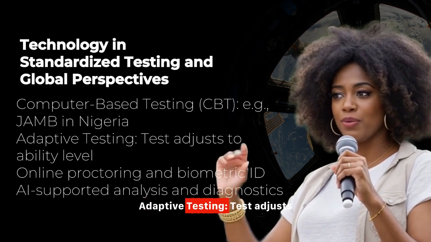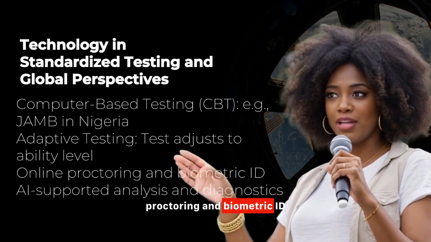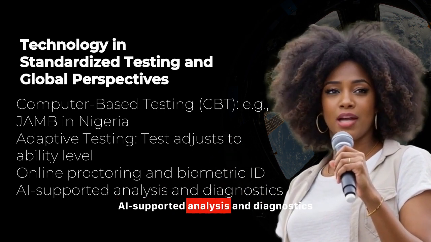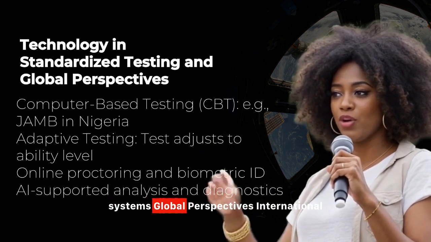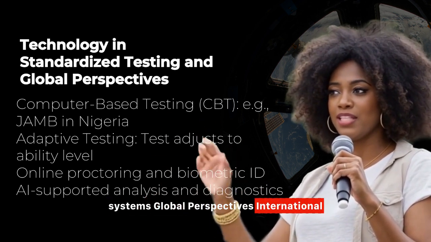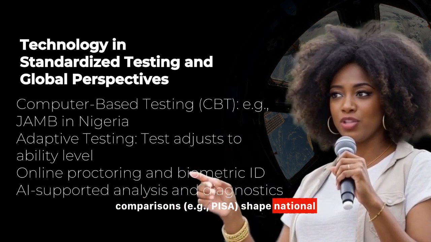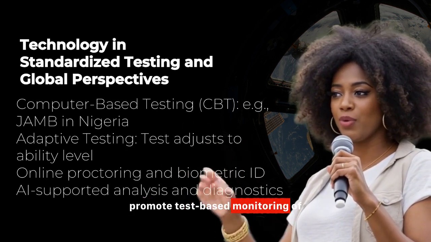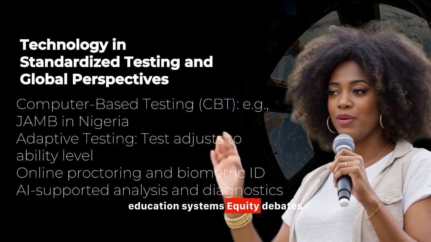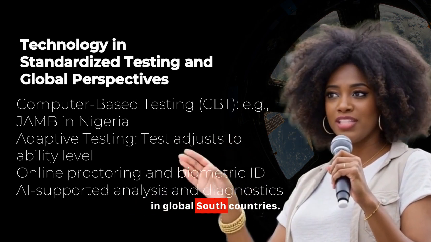Adaptive testing: the test adjusts to ability level. Online proctoring and biometric ID, AI-supported analysis and diagnostics, instant scoring and feedback systems. Global perspectives. International comparisons, e.g., PISA, have shaped national reforms. UNESCO and OECD promote test-based monitoring of education systems. Equity debates question standardized testing's role in Global South countries.